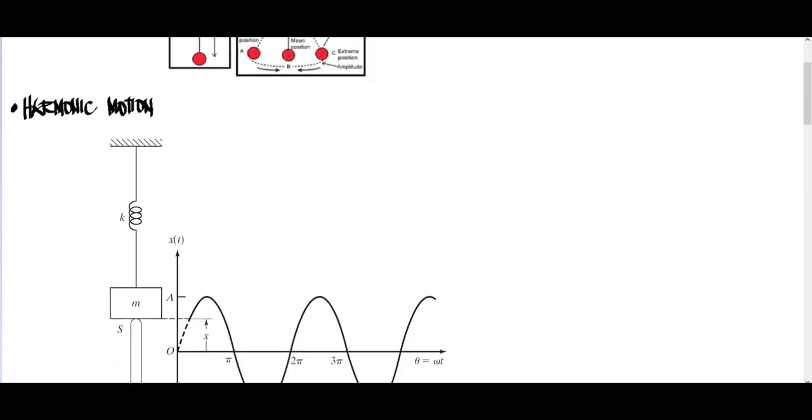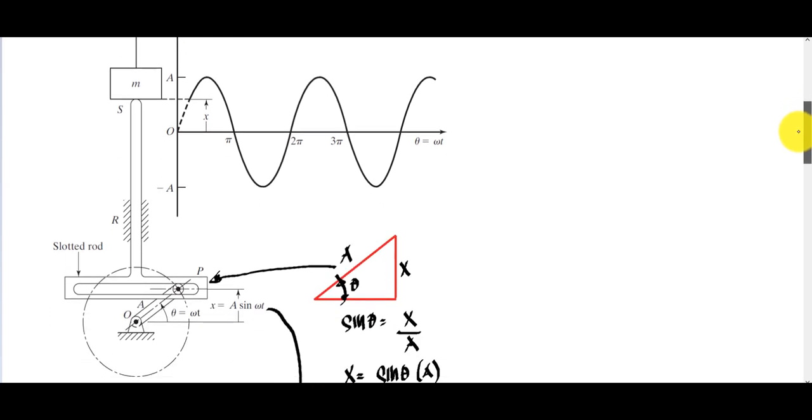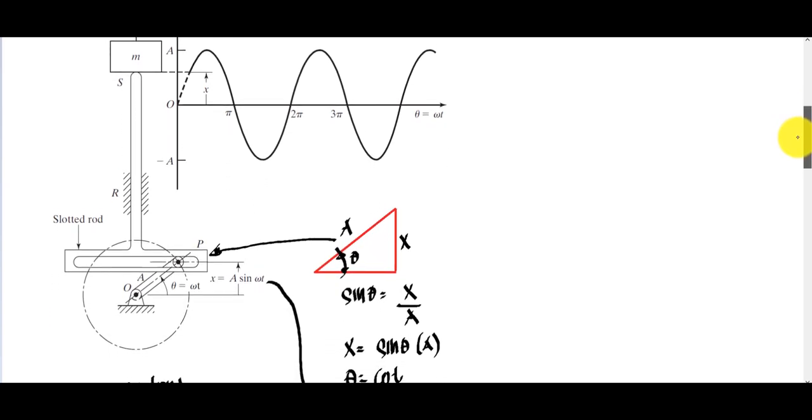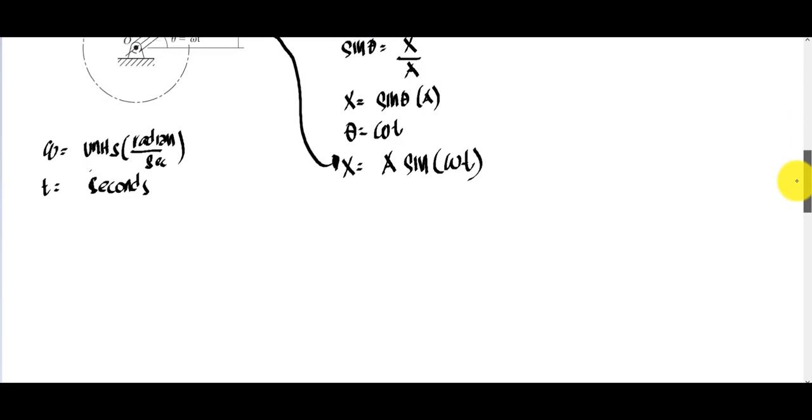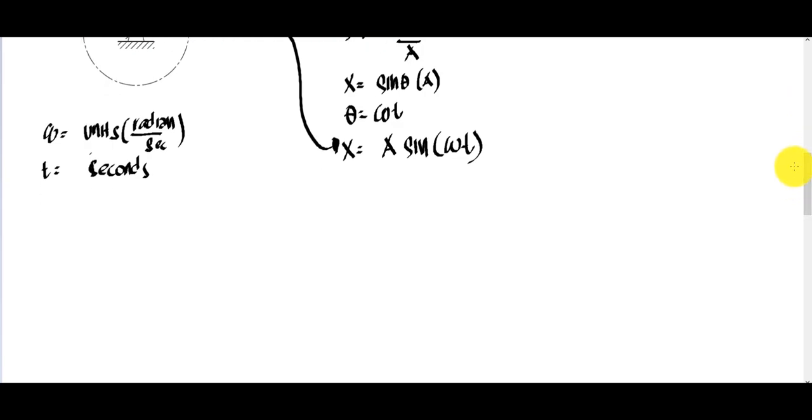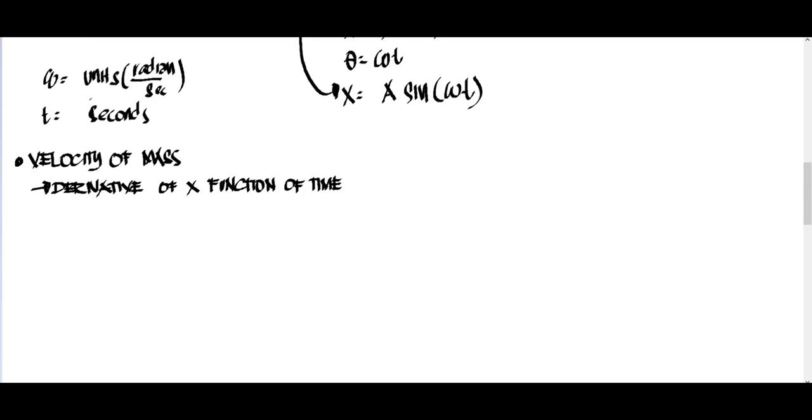Now, to get the velocity of the mass at a given time, that will be the derivative of the function of time. Taking the derivative, we have dx over dt, which is equal to the derivative of A sine of theta, which is A sine of the angular velocity times time.